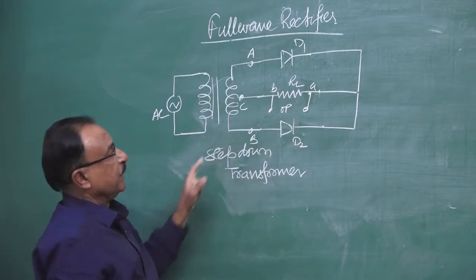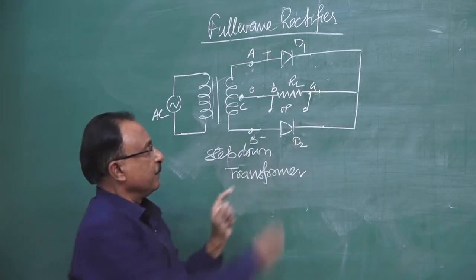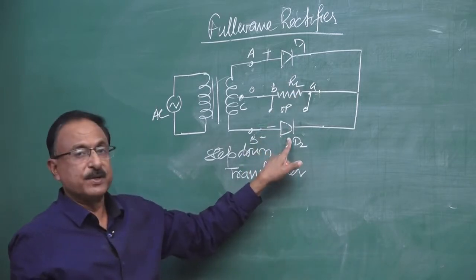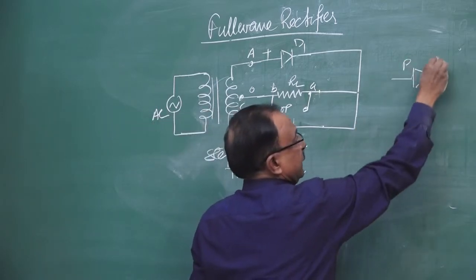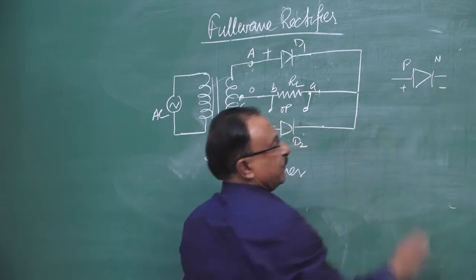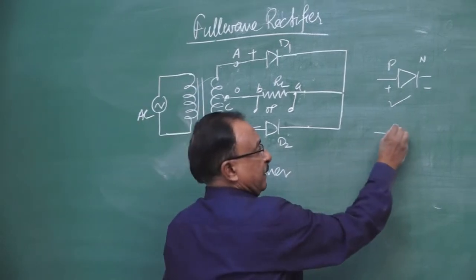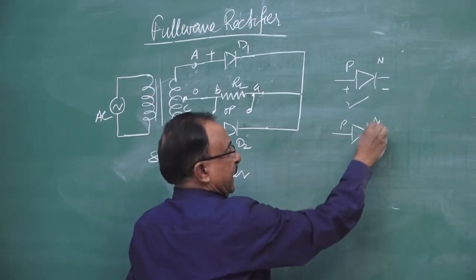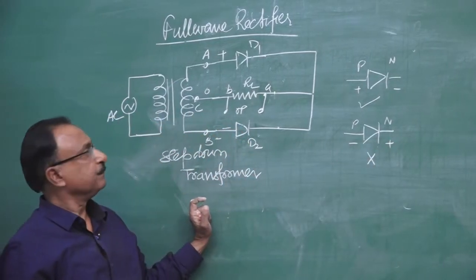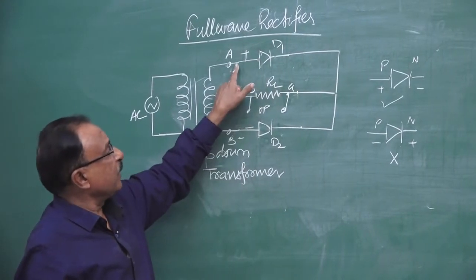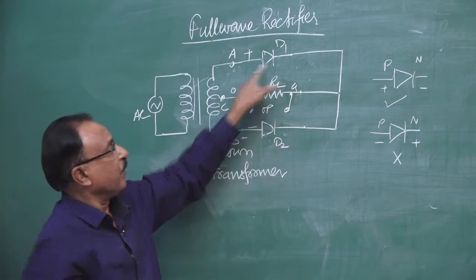Now how does it work? For the positive cycle of the input AC, D1 becomes forward biased, and because this side is negative, D2 will be reverse biased. Remember, this is P, this is N. If P is positive and N is negative, it is forward bias and conducts. If P is negative and N is positive, it is reverse bias and won't conduct. So in the half cycle of input AC, D1 conducts and D2 becomes non-conducting.